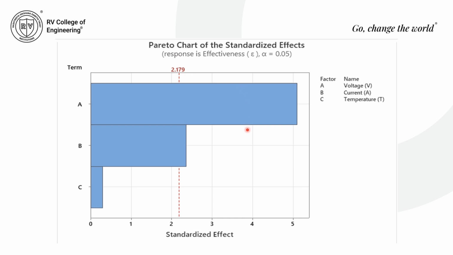This is the Pareto chart of standardized effects. As I said, I have taken a 5% significance level. This is the threshold point, that is 2.179. Any key factor that exceeds the threshold point is more significant. Here we can clearly see A, which is voltage, is crossing and has reached beyond the 2.179 threshold point. The current is also crossing this threshold point, but the voltage is more significant here. Here also we can confirm the voltage is more significant.